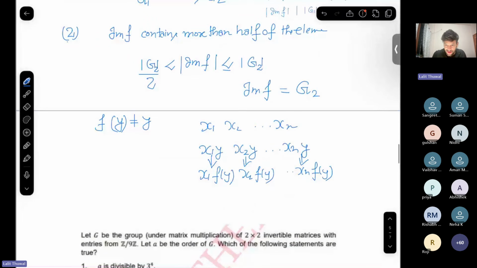Do you understand? So why do we get a contradiction? Because we assumed that there is some element which is not fixed. It means all the elements are fixed. So this was the wrong assumption.